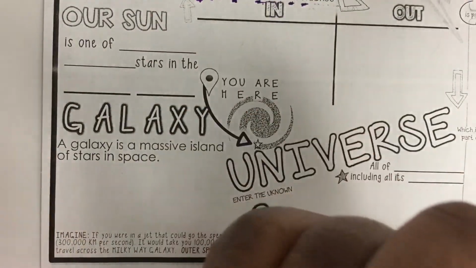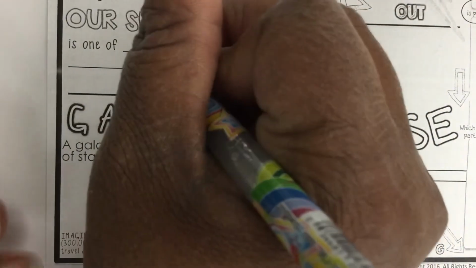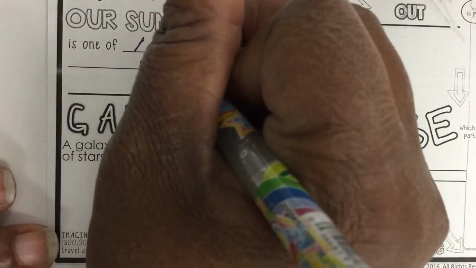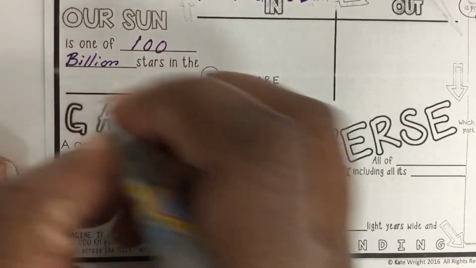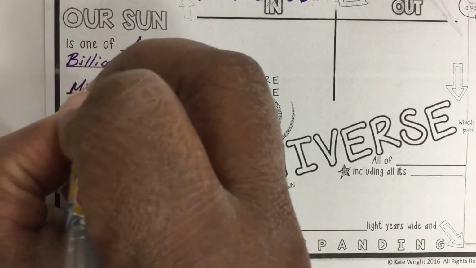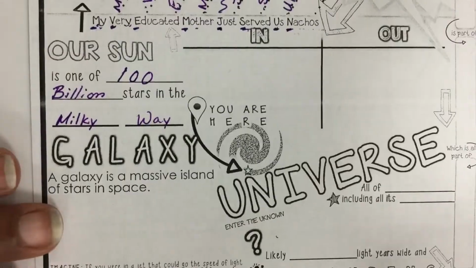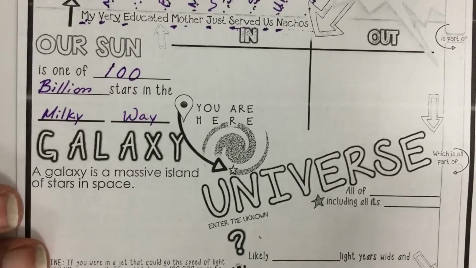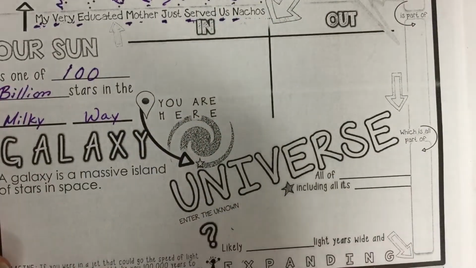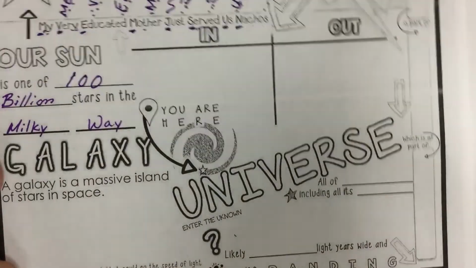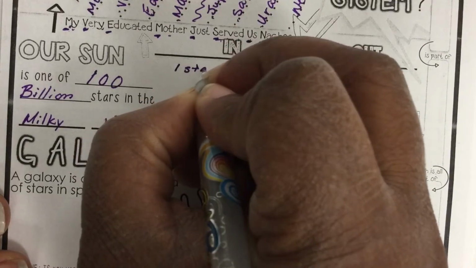Our sun is one of 100 billion stars in our galaxy. Our galaxy is the Milky Way. Inside of our solar system, we have our one star, which is the sun.